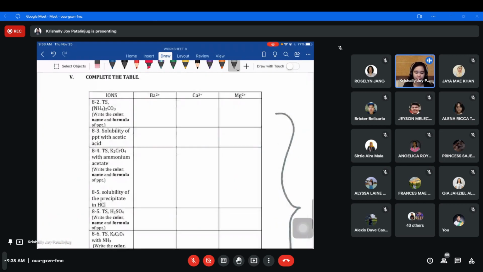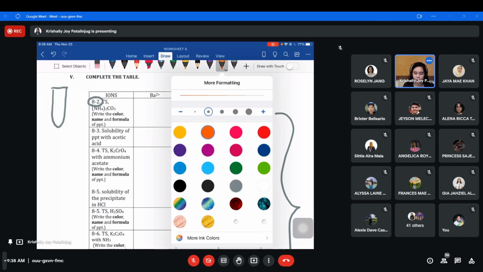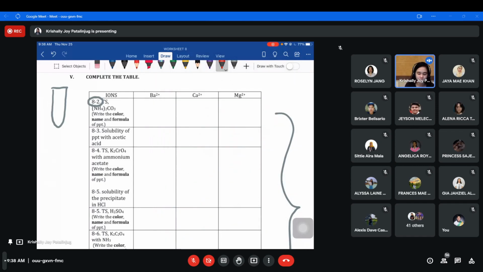For example, in procedure 8-2, we started the experiment by adding test solutions in a test tube. What are the test solutions? Test solutions of calcium, magnesium, and barium. What is their precipitating agent?